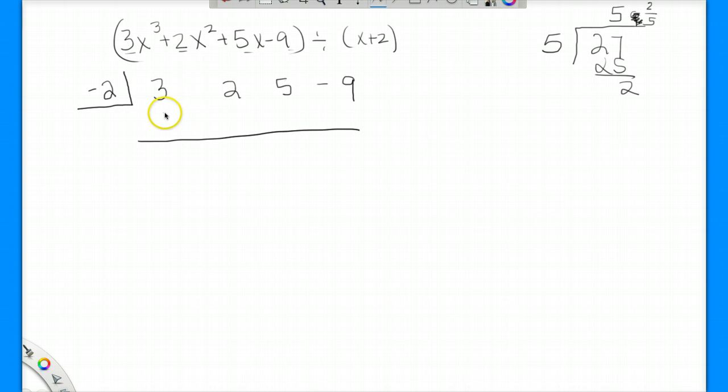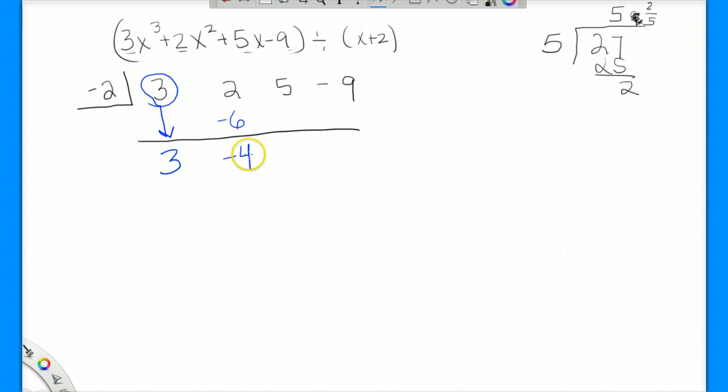Okay, the division process begins, always the same way: you take your first coefficient up here and you bring it straight down. It's the first coefficient of your answer always. Okay, then you take the number you brought down times the number in the box. 3 times -2 is -6. And you're going to write that right here underneath this 2 in your next spot. So -6 goes here. And then you add down the column. 2 plus -6 is -4.